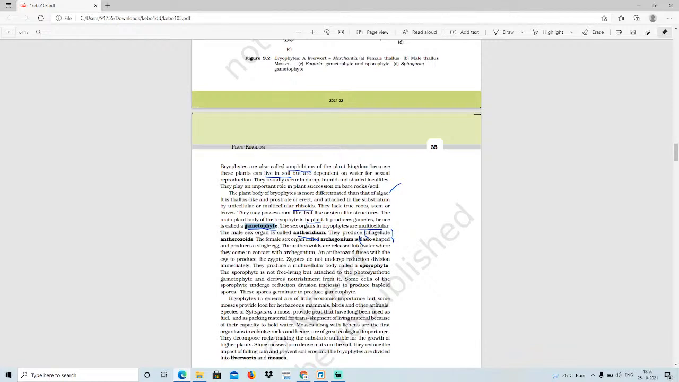The gametophyte is nothing but the plant itself. It is called a gametophyte because it produces gametes, the antherozoids and eggs. So don't get confused. The gametophyte is nothing but the plant. The sporophyte is not free living, but is attached to the gametophyte and derives nourishment from it.